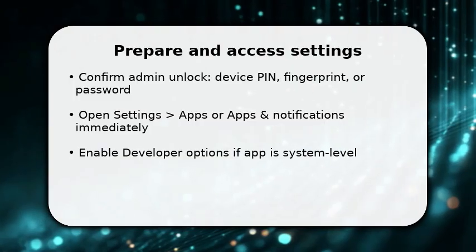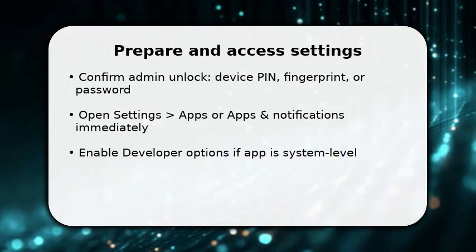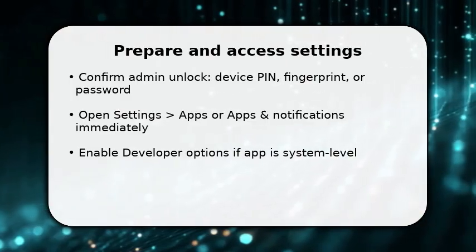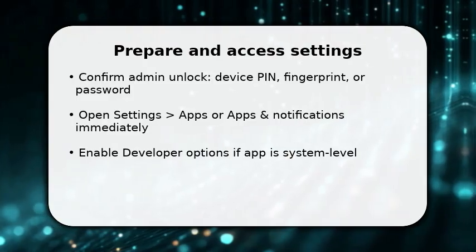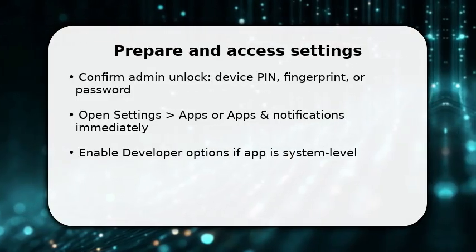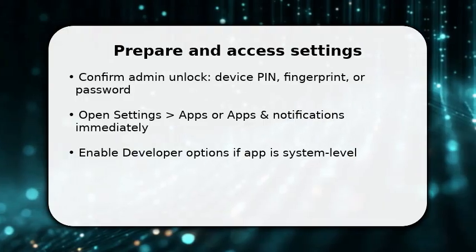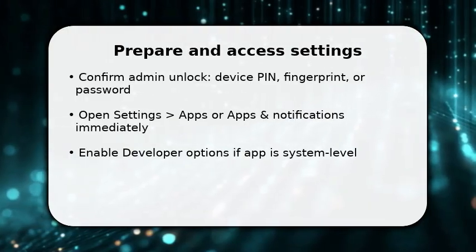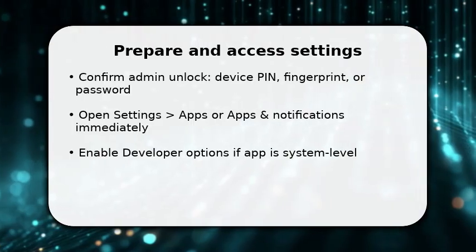You'll start by securing the prerequisites and taking the first actions now. Unlock the device with your PIN or biometric so you can change app permissions. The phone needs to be active. Open Settings and navigate to Apps or Apps and Notifications. This gives you direct control.